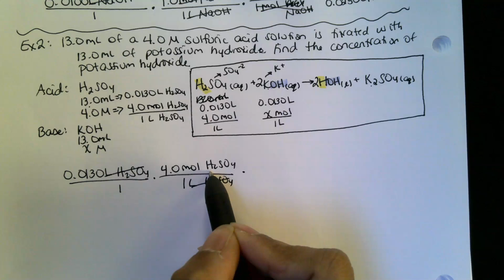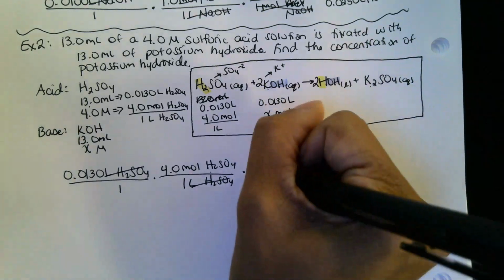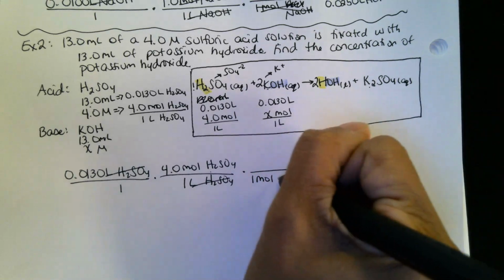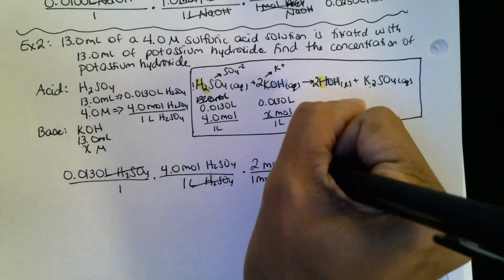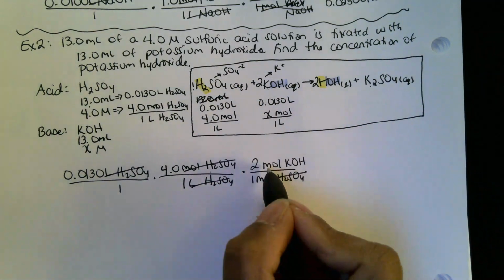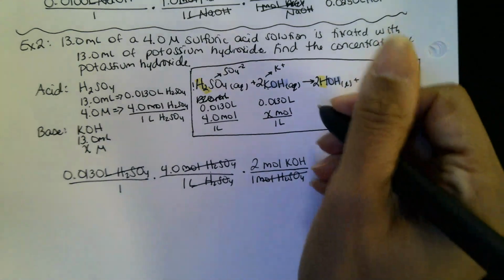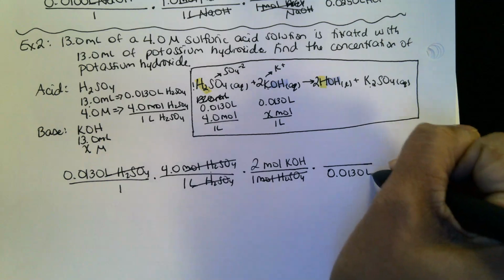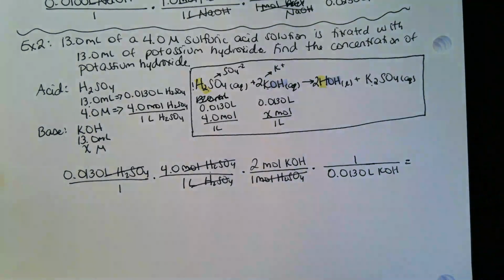And now I need to get from moles of H2SO4 to moles of KOH. So I can use my balanced chemical equation to help me. I know that there's only a 1 right here, so that's 1 mole of H2SO4, but I have 2 moles of KOH. So I'm going to cancel out the moles of H2SO4. Now I'm left with just moles of KOH, and I need moles over liters, so my next one, I'm just going to put the volume down here, 0.0130 liters of KOH, and I'm going to put the 1 on the top as a placeholder.